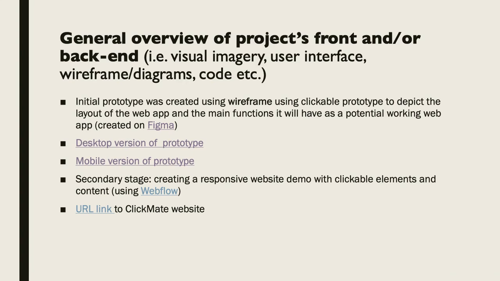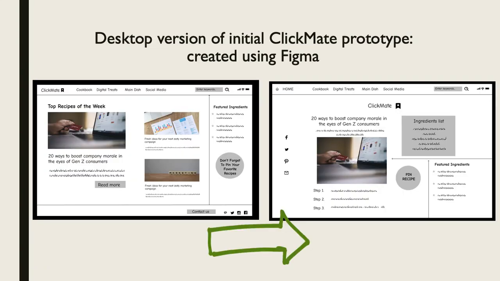So, like I said, the initial wireframe was created using clickable prototype on Figma. The secondary stage, I created an actual website using Webflow. So this is what the initial ClickMate prototype looked like. As you can see, when you clicked the Read More button on the top recipes of the week, it led you to a recipe that you could pin and an ingredients list which would include all the marketing terms that a newbie would need to be familiar with.